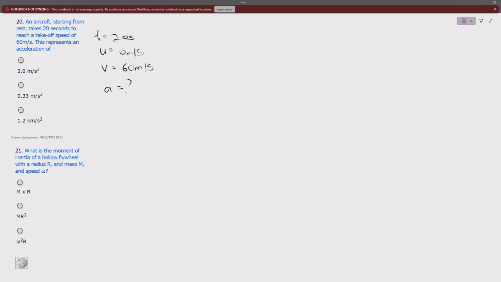Acceleration equals x. So you're going to use the formula v equals u plus at. If you make a the subject, you're going to get a equals v minus u over t, which equals 60 minus 0 over 20. That is 60 over 20. We're going to get 3 meters per second squared. Take note of the unit, that's meters per second squared.